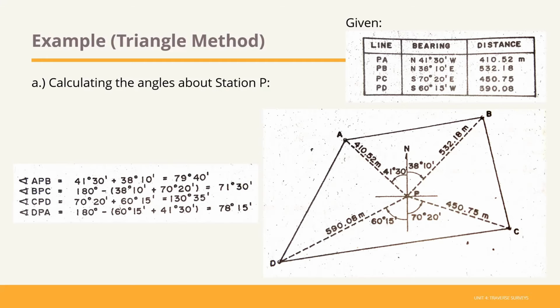Now, let's get the angle of the triangle CPD, the triangle at the bottom part of the traverse. We just simply add the angles between them, so we'll have an angle of 130 degrees 35 minutes. Next is the angle of the triangle DPA, which is also calculated by deducting from 180. So we have the angle at DPA, which is 78 degrees 15 minutes.